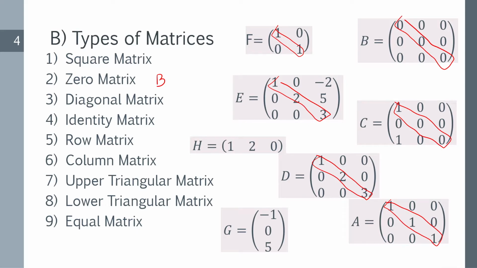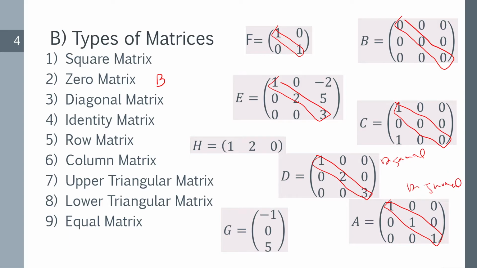The entries on the diagonal can be nonzero, and anything outside of the diagonal must be 0. So for example, D: this is my diagonal, and anything outside of our diagonal is 0. So this one is called our diagonal matrix. And our A is also a diagonal matrix.